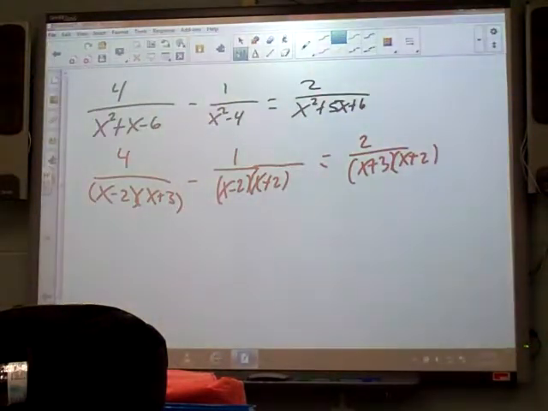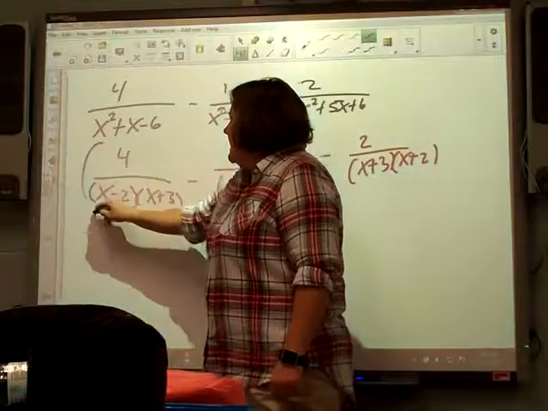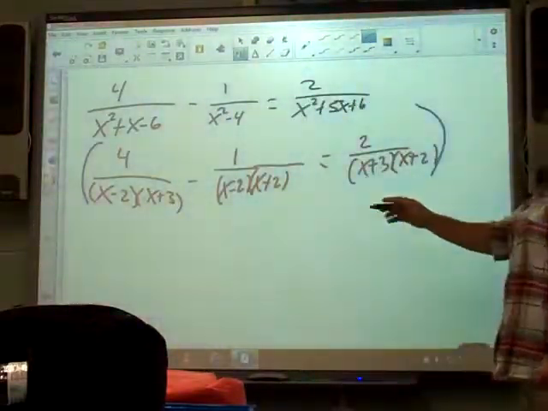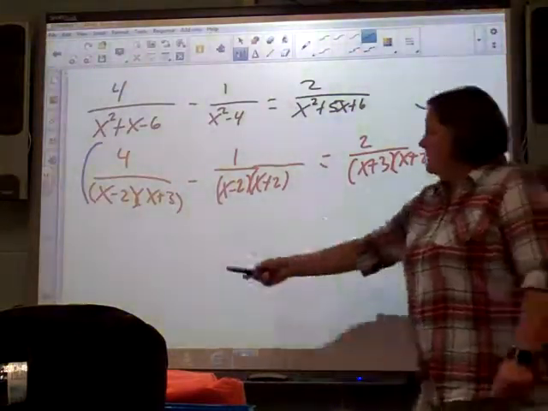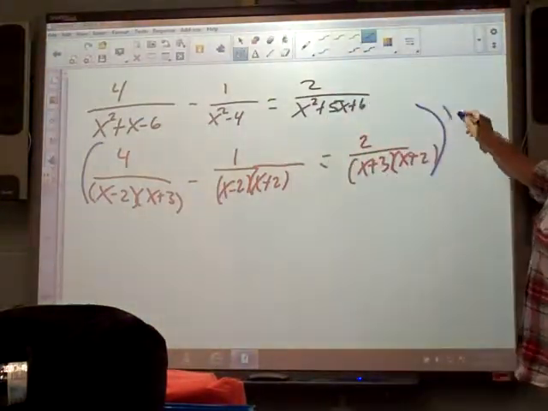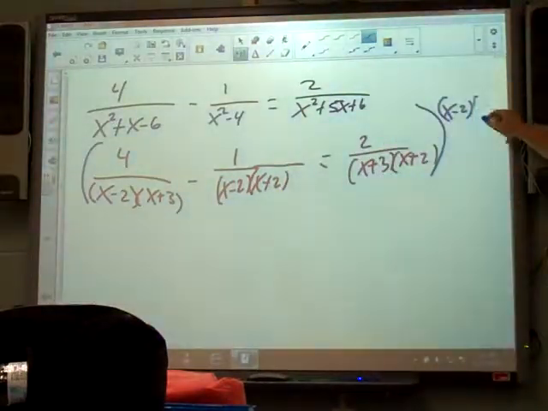Alright, so now when we start multiplying by our common denominator, the rule is going to be, if it's in one of your denominators already, it's got to be a part of your common denominator. So I know I'm going to have an x minus 2 to multiply by. I know I'm going to have an x plus 3 to multiply by.